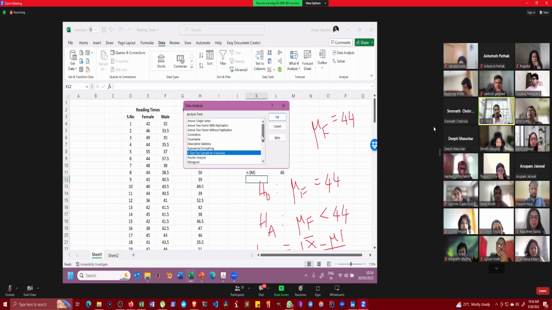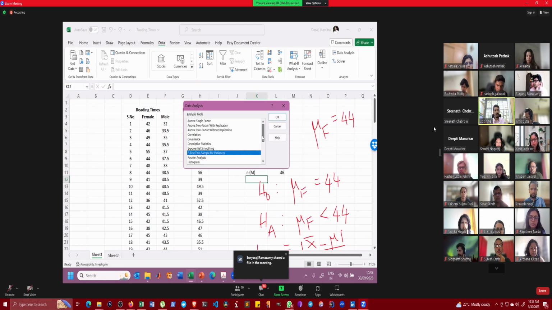Once I figure out that the variances are either equal or unequal, then I can go and choose the appropriate t-test. So we have a two-step process here. When I'm comparing means of two different populations, I first have to figure out whether their variances are equal or unequal. Once I figure that out, then I will go and choose the appropriate t-test. Now to do this, let's do the F test first then. I click OK.